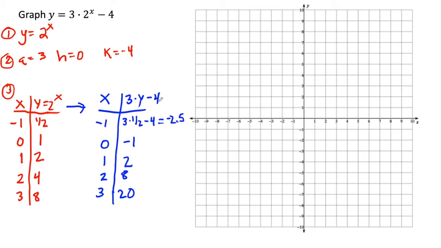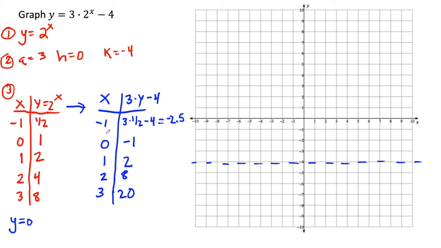So to graph this, the first thing I'm going to do is note that in our parent function, the asymptote was y equals 0. Well, we're going to shift that down 4 units. So I'm going to have an asymptote at y equals negative 4, which means our graph will never cross this line. So I want to draw that in.